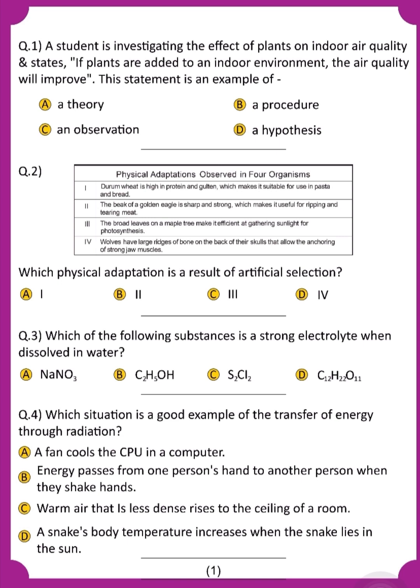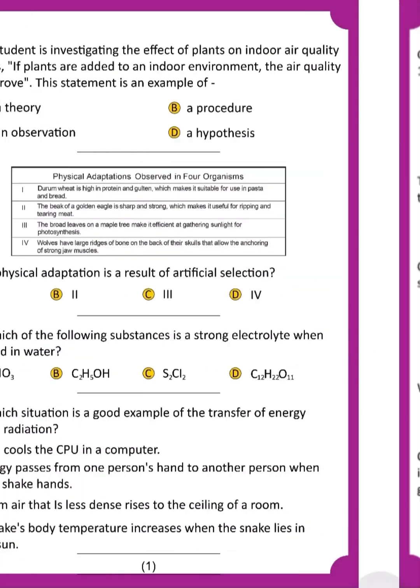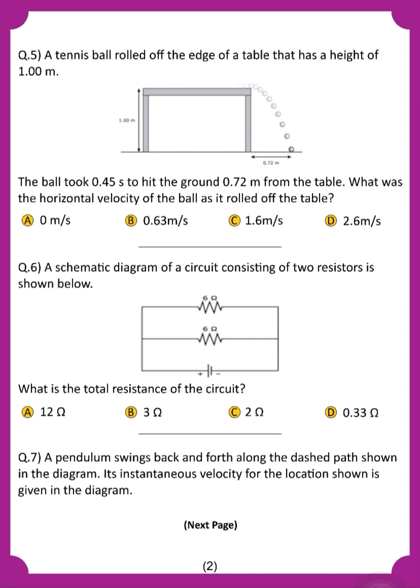Which situation is a good example of the transfer of energy through radiation? Question 4 answer is option number D. A snake's body temperature increases when the snake lies in the sun. Alright, next question. A tennis ball rolled off the edge of a table that was a height of 1 meter. What do you think the horizontal velocity of the ball will be? Number C, 1.6 meter per second.